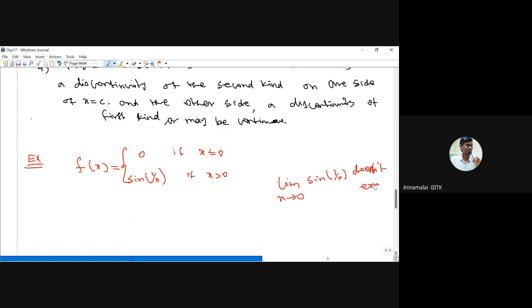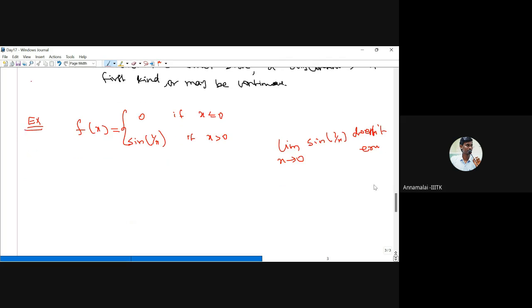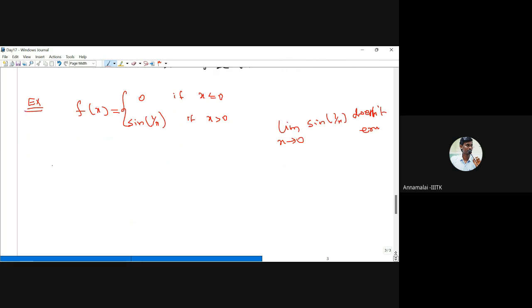Now, what is the left hand limit? What is the limit as x goes to 0 minus of f of x? If you take any sequence xn which is less than 0 and xn converges to 0, then what is f of xn? It is 0, 0, 0. The sequence converges to 0. Therefore, the left hand limit is 0.